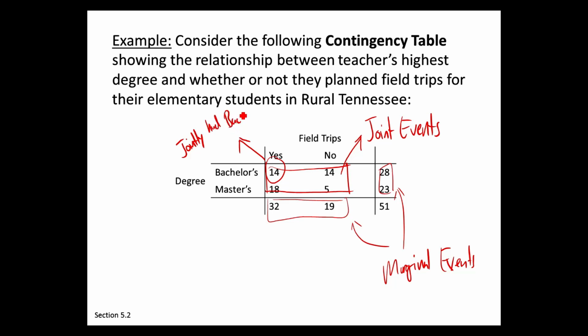So these 14 people right here jointly had bachelor's and field trip. That's why we call it a joint probability or a joint event, because these are people that had two things happen at the same time. They did one thing and the other thing jointly. Out here on the margins, though, these 32 people were just the people who did field trips. So in the margins, it only tells you something about one event, but in the insides, it's telling you something about people who qualified in two different events.